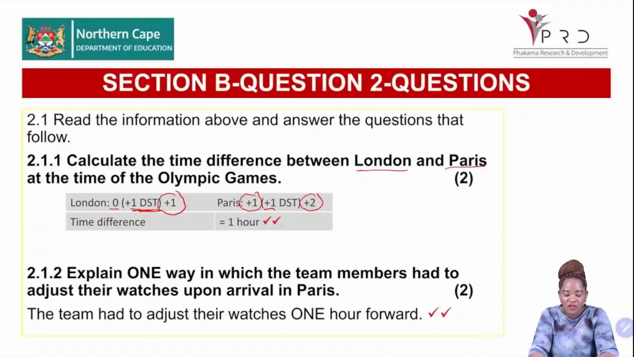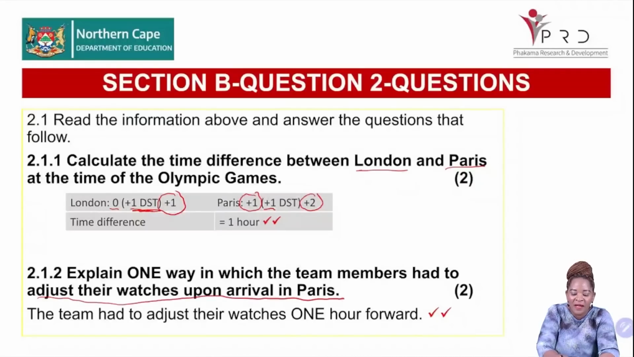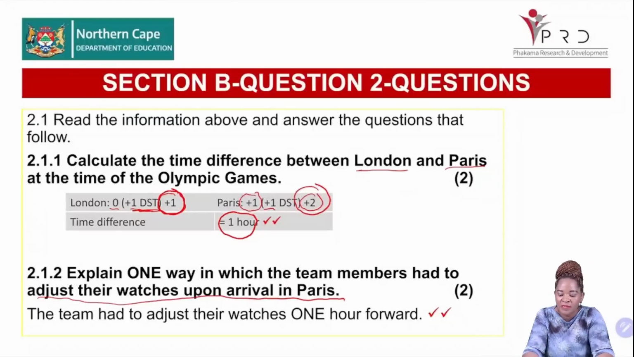And then what is the question now for 2.1.2? It says, explain one way in which the team members had to adjust their watches upon arrival in Paris. So what are we talking about here now? We are still talking about the DST or the daylight saving time. The team had to adjust their watches 1 hour forward. Why 1 hour forward? You can see Paris is on a +2 and London is on a +1. So obviously you will adjust 1 hour forward.